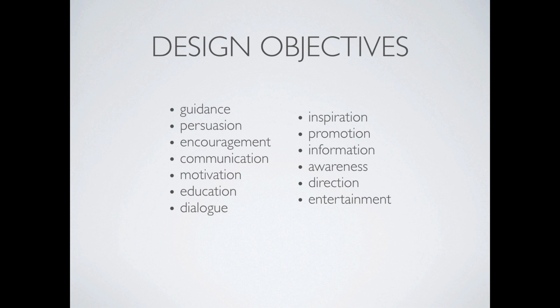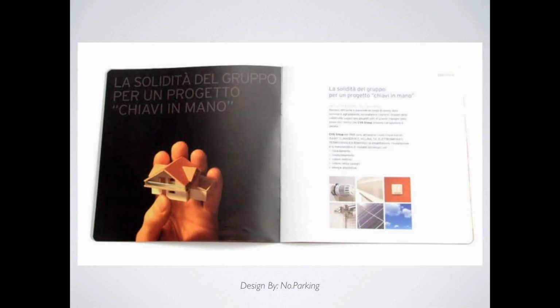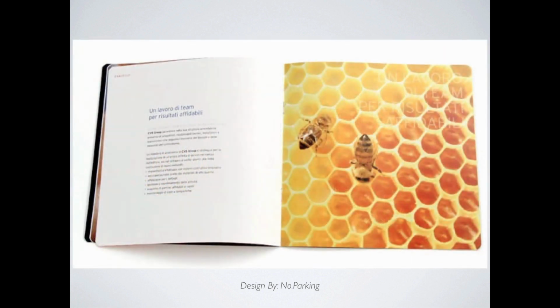Design objectives. So if I put this up here blank and I asked you what are some design objectives, you could probably come up with these. Things like guidance or persuasion are good examples. Encouragement, just plain communication. How do you communicate some information? Those are all important. Motivation, education, dialogue, you get the idea. These are all things that graphic design can do for us, or that we want it to do for us at least. So I'm throwing up pictures of just layouts just to get these going in the back of your heads.